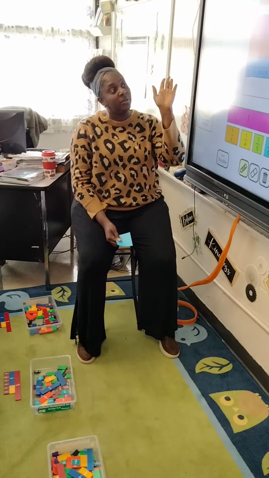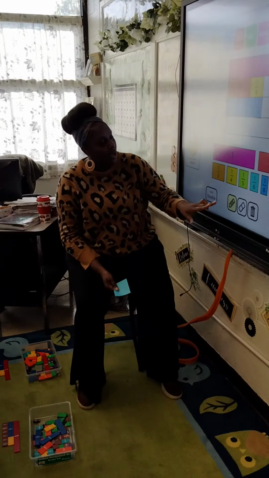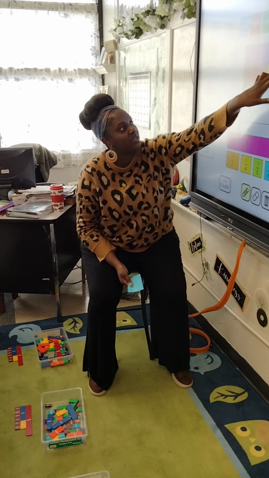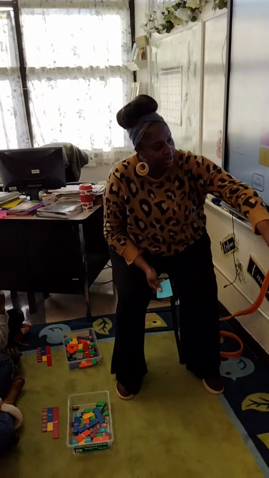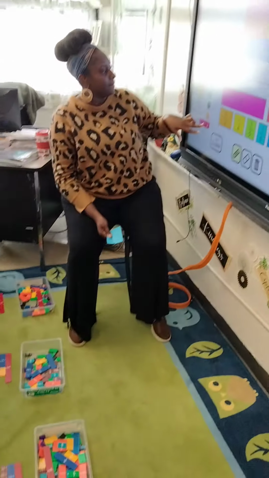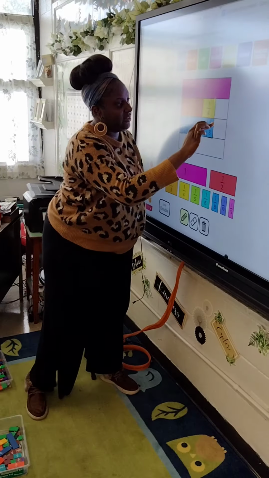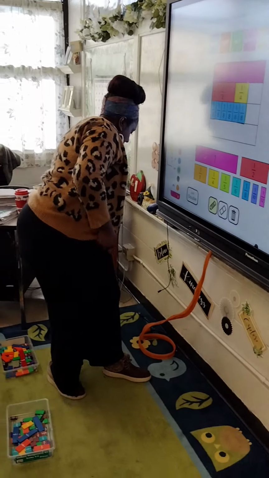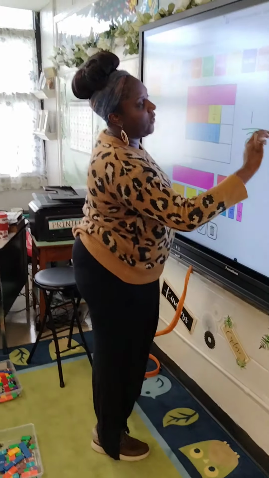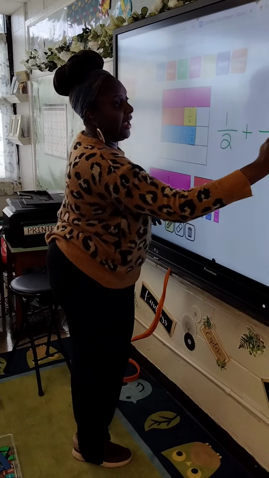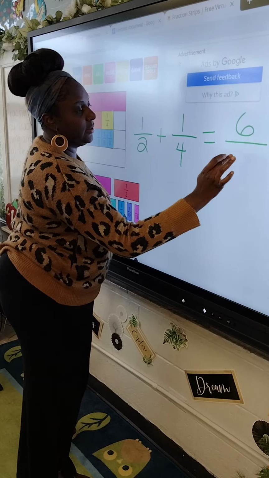Do those 6 eighths line up perfectly with that 1/2 plus that 1/4? Okay, it looks like it does. So if I trace that, that lines up perfect. Remember I told you my problem was 1/2 plus 1/4, right? And you all said it equals what answer? 6 eighths.